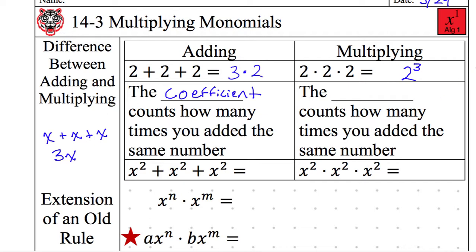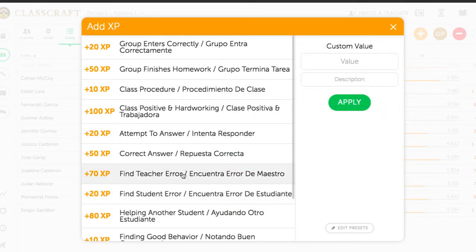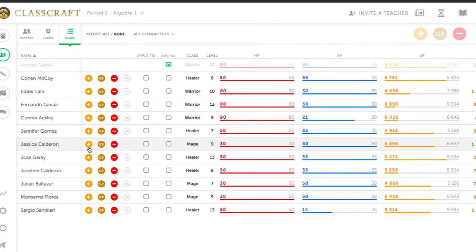Okay, so what counts the number of times you've added? Oh, shoot. Okay, teacher error. Cross out added. This should have been multiplied. Teacher error. Yeah, I feel guilty. Everyone that's here, you get 70 XP. All right, the what counts how many times you multiplied the same number? I multiplied, multiplied, multiplied. Go for it, Jessica. It is indeed the exponent. Thank you, Jessica. You can turn in your card.